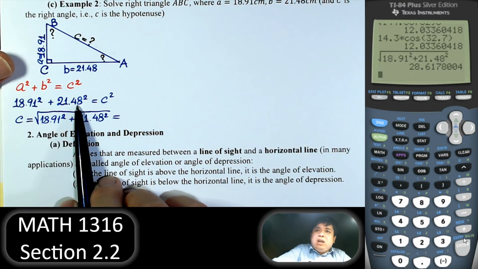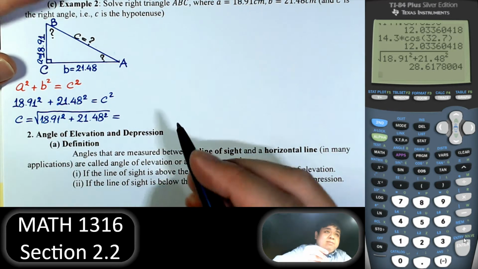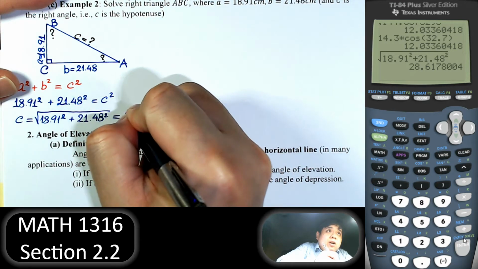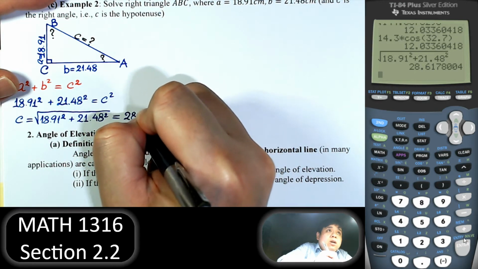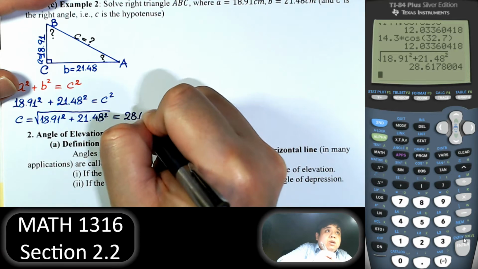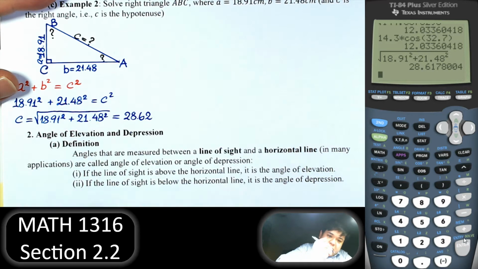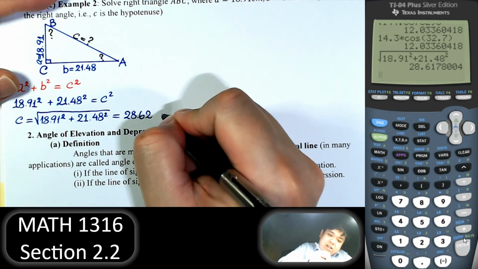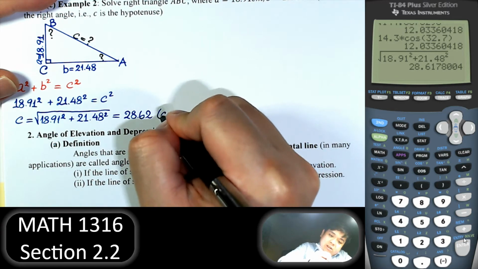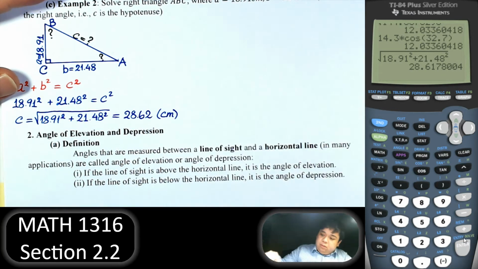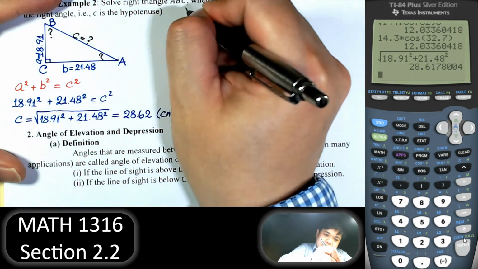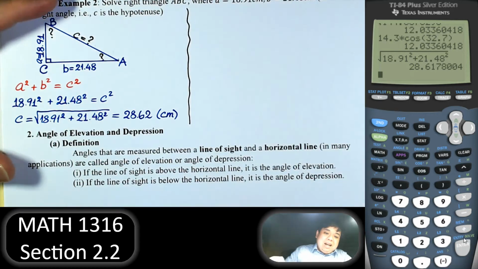So why don't we just keep two decimal places here? Right. So 28.62. Right, two decimal places. Unit, centimeters. So that is C.